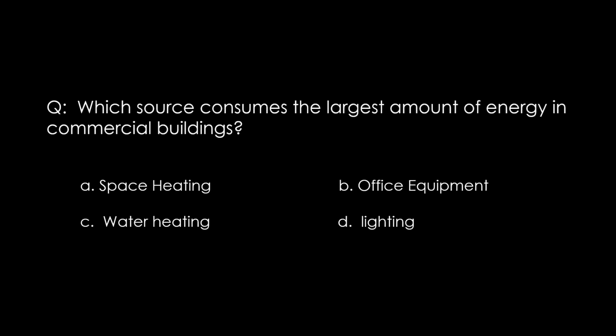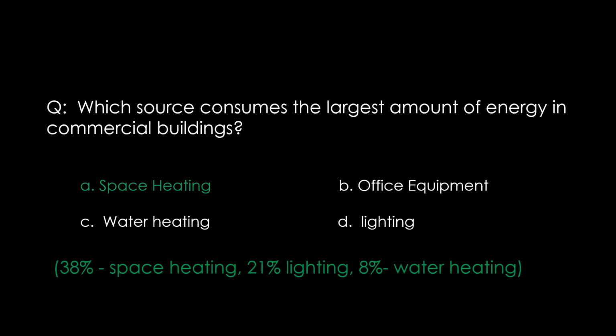Next question is, which source consumes the largest amount of energy in commercial buildings? Options are option A is space heating, option B is office equipment, option C water heating, and D for lighting. The answer is option A, space heating, and according to EPA 2008, around 38% of energy is used by commercial buildings for space heating purposes.